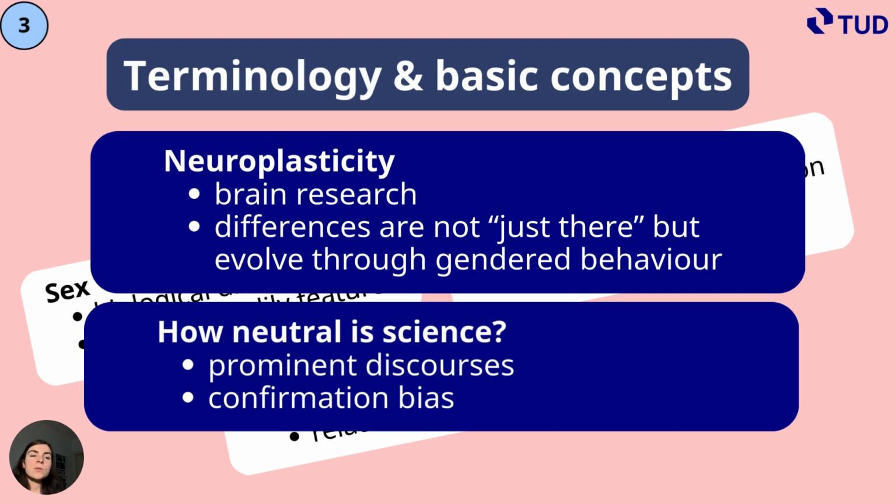And this also goes along the lines of confirmation bias. If you look for something certain, then you will find evidence for that because you just have a certain perspective. And this, in a way, challenges the idea that science is always neutral because we always have this pre-knowledge. We always have those prominent discourses in science.